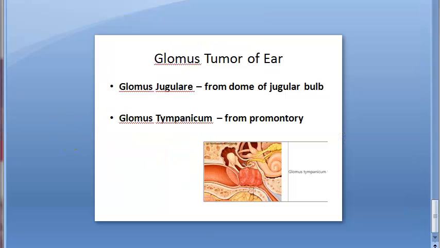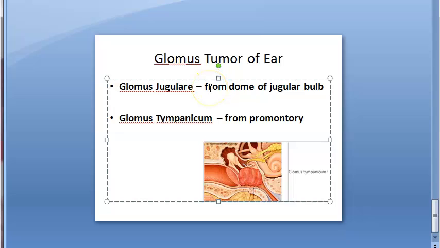We already looked at the two types. Glomus jugulare, from the dome of jugular bulb, invades the hypotympanum and jugular foramen, causing neurological signs of 9th and 12th cranial nerve involvement. They may compress the jugular vein or invade its lumen. So this is affecting what? The 9th and 12th cranial nerve.